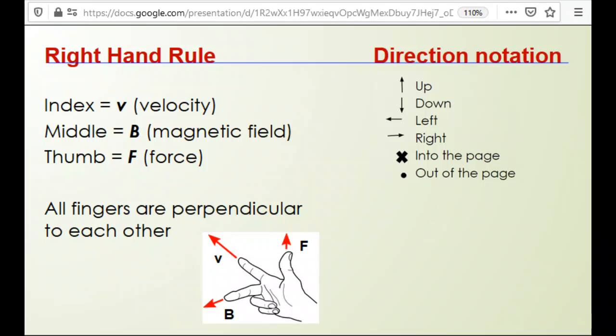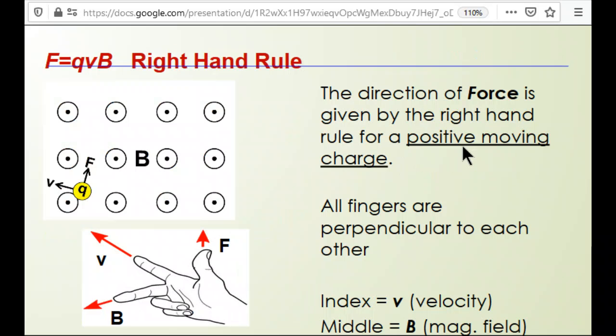And then to show that something is coming into the page, we're going to use an X. And to show that it's coming out of the page, we're going to use a dot. The X and dot notation follow the following mnemonic. Think about an arrow coming out of the page: it has a small dot, the arrowhead. You're just looking at the point of the arrow. And if the arrow is going into the page, you're looking at the tail of the arrow, and that's the X. So let's take a look at an example here.